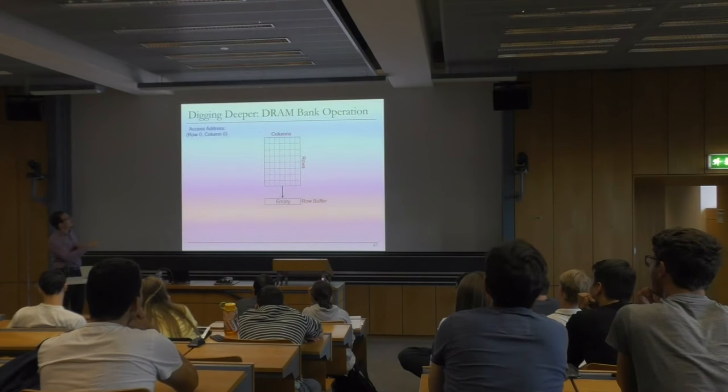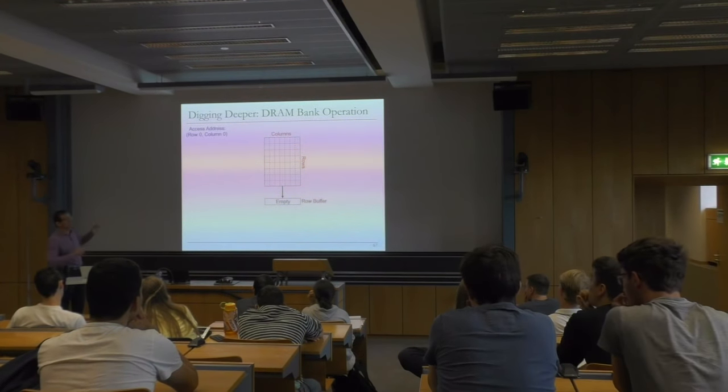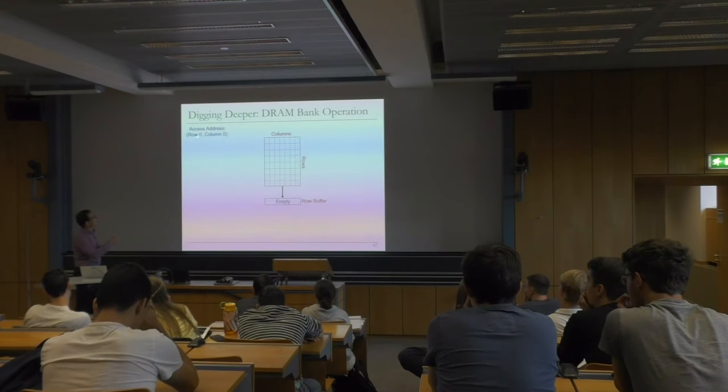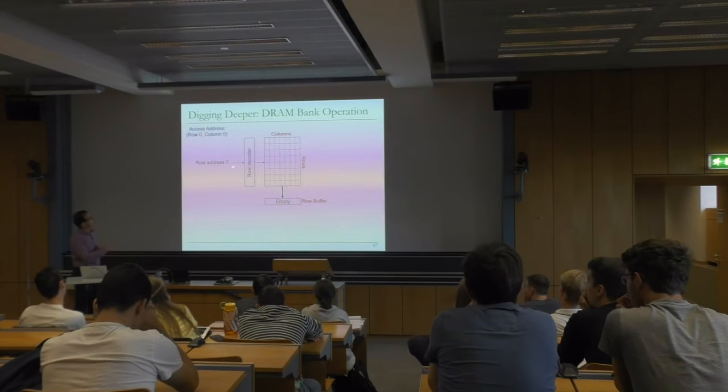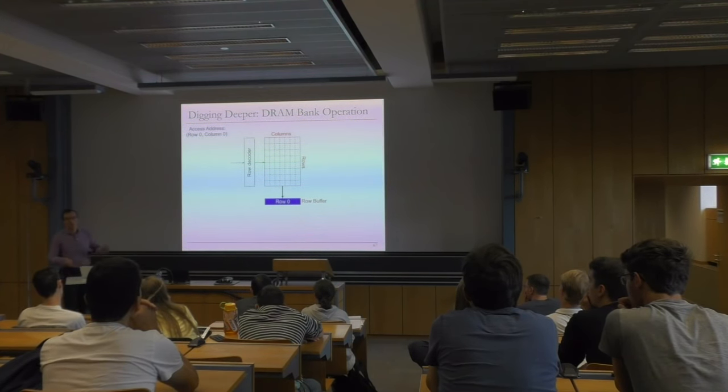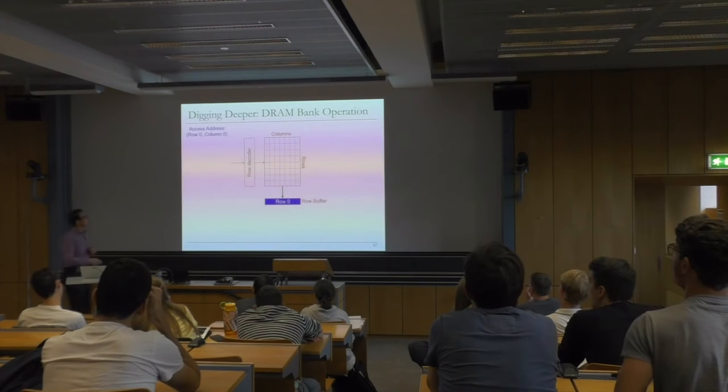Let's assume that you're trying to access some address. The address is broken down into a row and column; it's two-dimensional, essentially. You need to first activate the row, supply the row address to the DRAM chip, and the DRAM chip activates the row, which means that it brings the data in the entire row into this row buffer. That row can be like 2 kilobytes, 8 kilobytes. We'll see that later on.